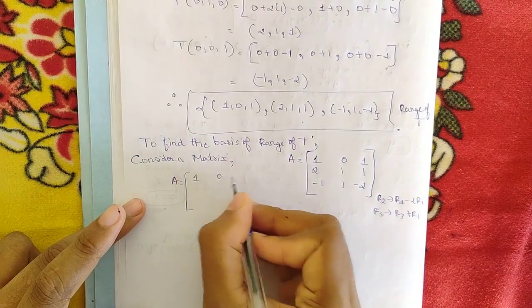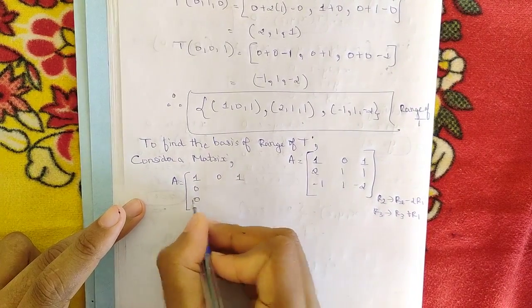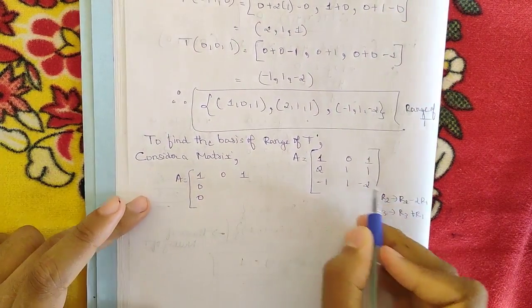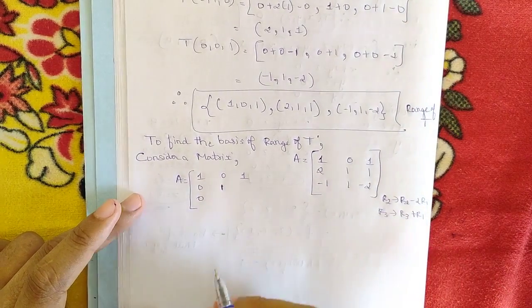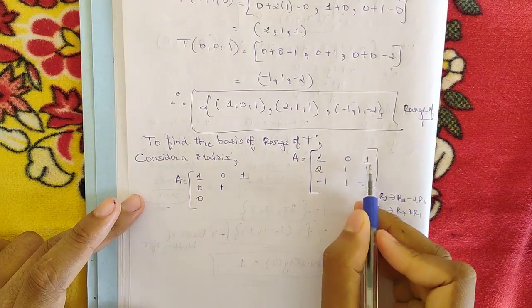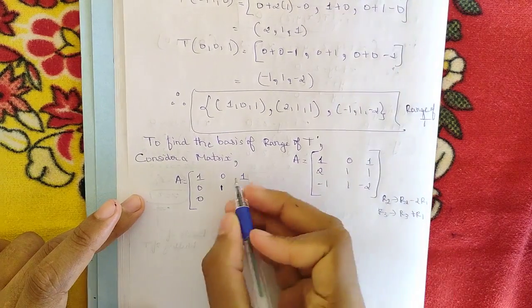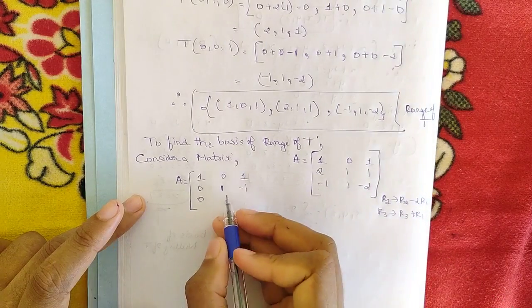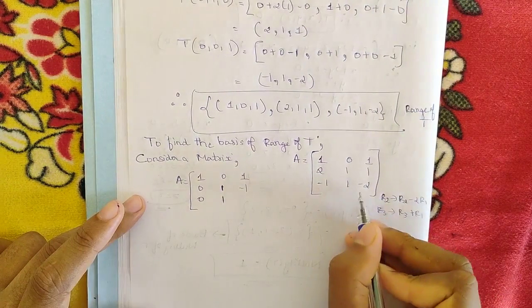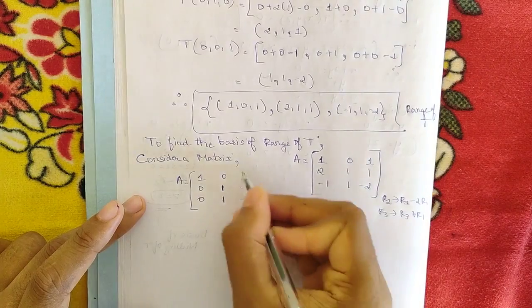First row as it is, 1 0 1. These two elements should be 0. And here now R2 minus 2R1. 1 minus 2 into 0, that is 1 itself. So 1 minus 2 into 1, that is minus 1. So here R3 plus R1. 1 plus 0 is 1. Minus 2 plus 1 is minus 1.